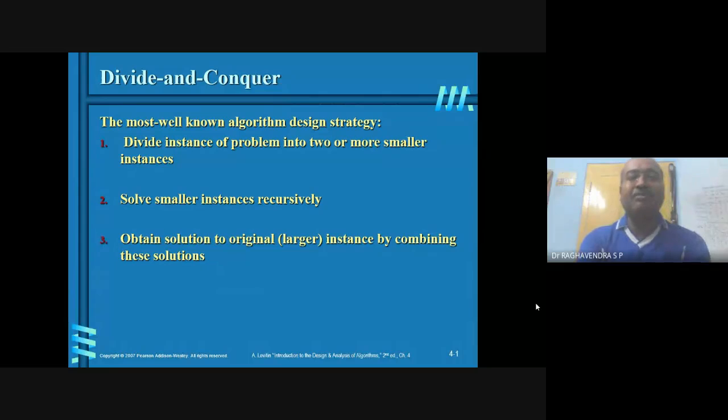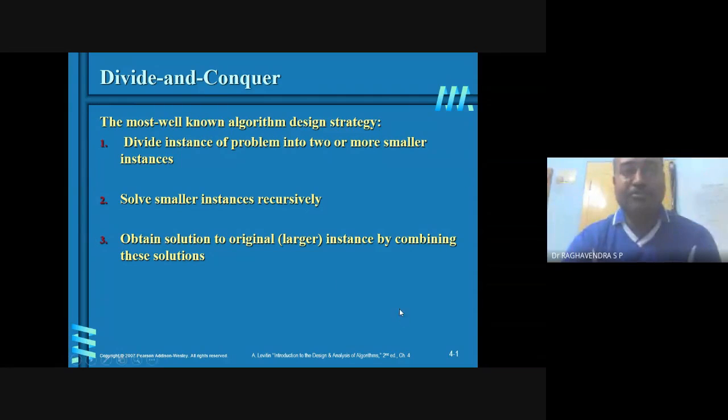So a problem can be divided into sub-problems. If you have a problem, you cannot solve it on your own, so you have to divide the problem into many smaller instances, or what we can say sub-problems. Then you find the solution for these sub-problems. Once you identify the solutions for the sub-problems, you integrate them, and you are going to get the actual solution. This is called divide and conquer.